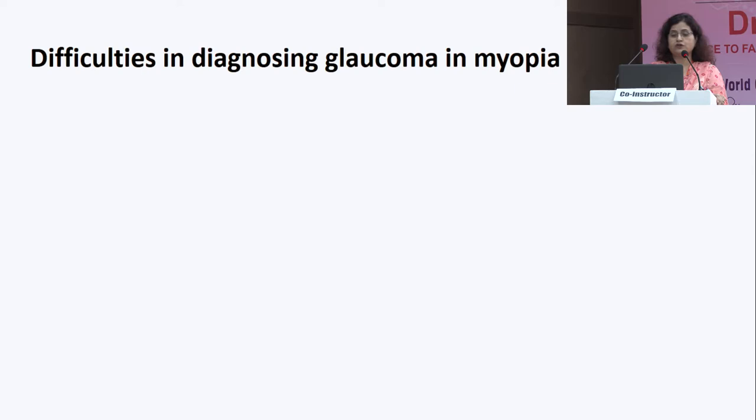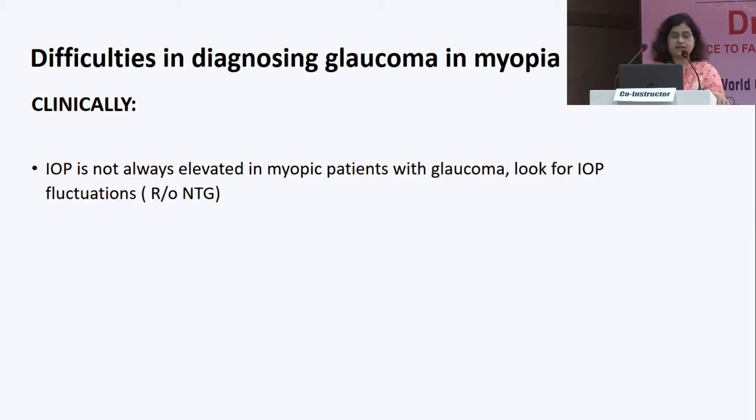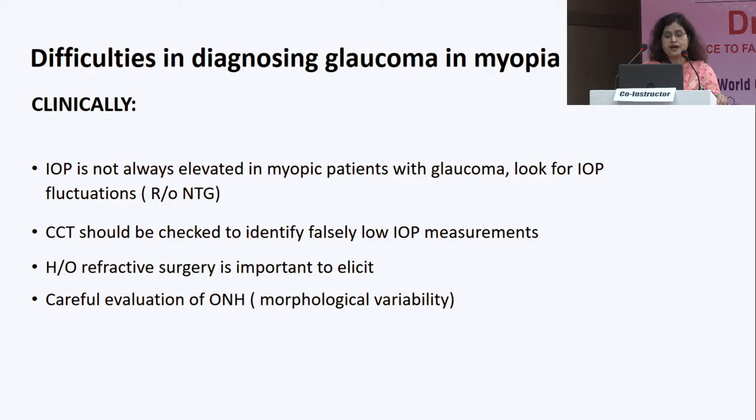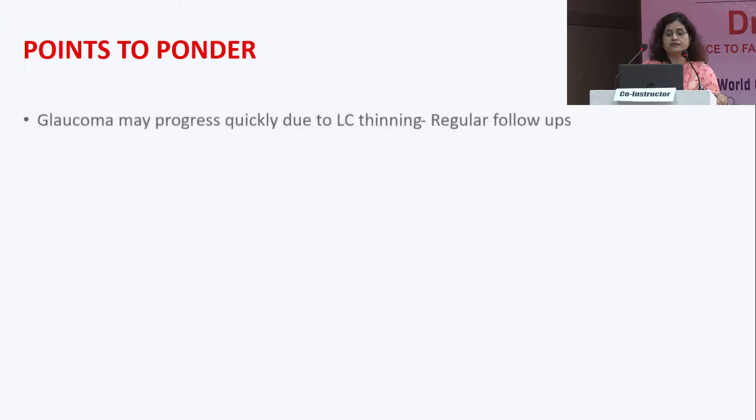So clinically, IOP is not always elevated in myopic patients, as we heard about normal tension glaucoma. So look for IOP fluctuations to rule out normal tension glaucoma. CCT should be checked to identify falsely low IOP measurement. Also, a history of refractive surgery. You need to elicit the history of refractive surgery because some of these patients may have undergone refractive surgeries and you may get false IOP reading. Careful evaluation of optic disc and be aware of fallacious OCT findings.